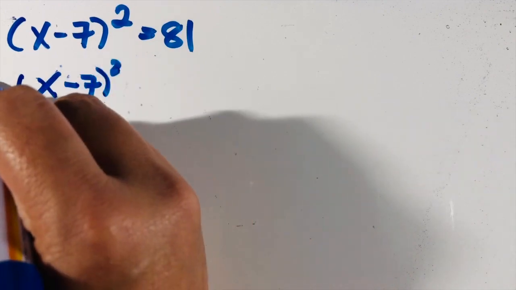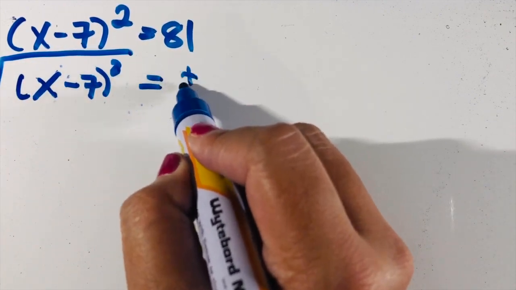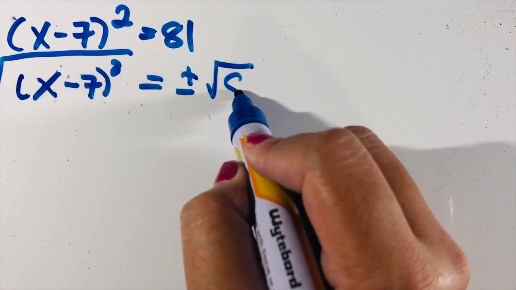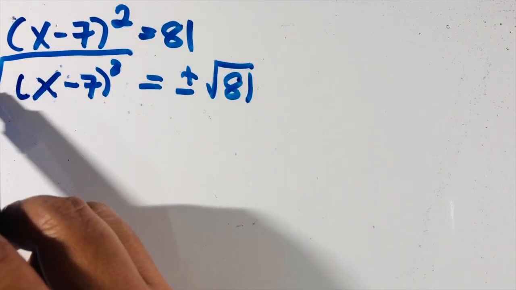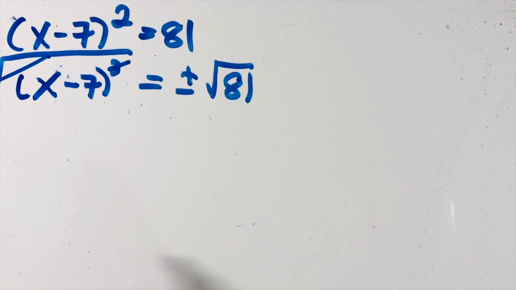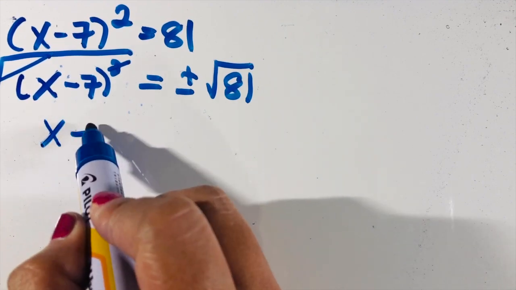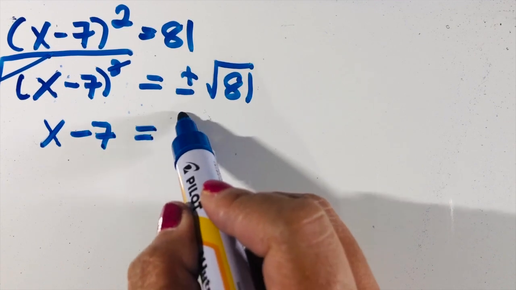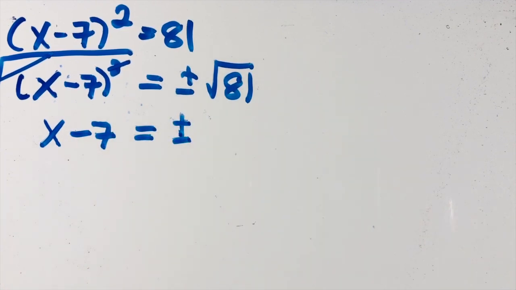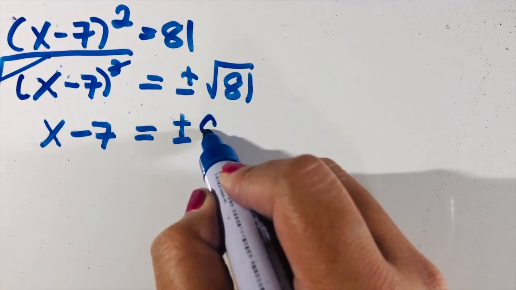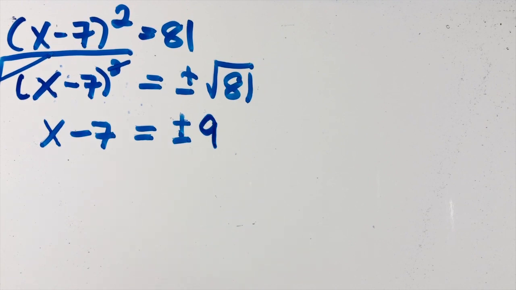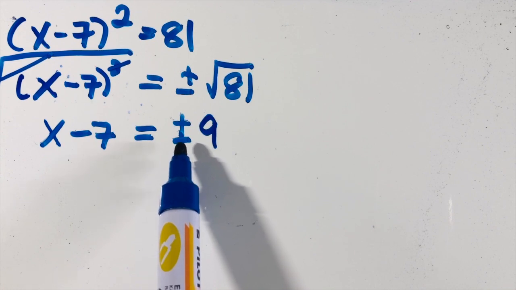So this will be square root, don't forget the plus and minus sign, and square root of 81. And then cross out the square root and the exponent. So what we have is x minus 7 left equals plus minus. Is 81 a perfect square? Square root of 81? Yes, it is, and that is 9. Now, we are finding the value of x, and this is x minus 7. So we need to simplify, but to do that, you need to separate the plus and minus sign.